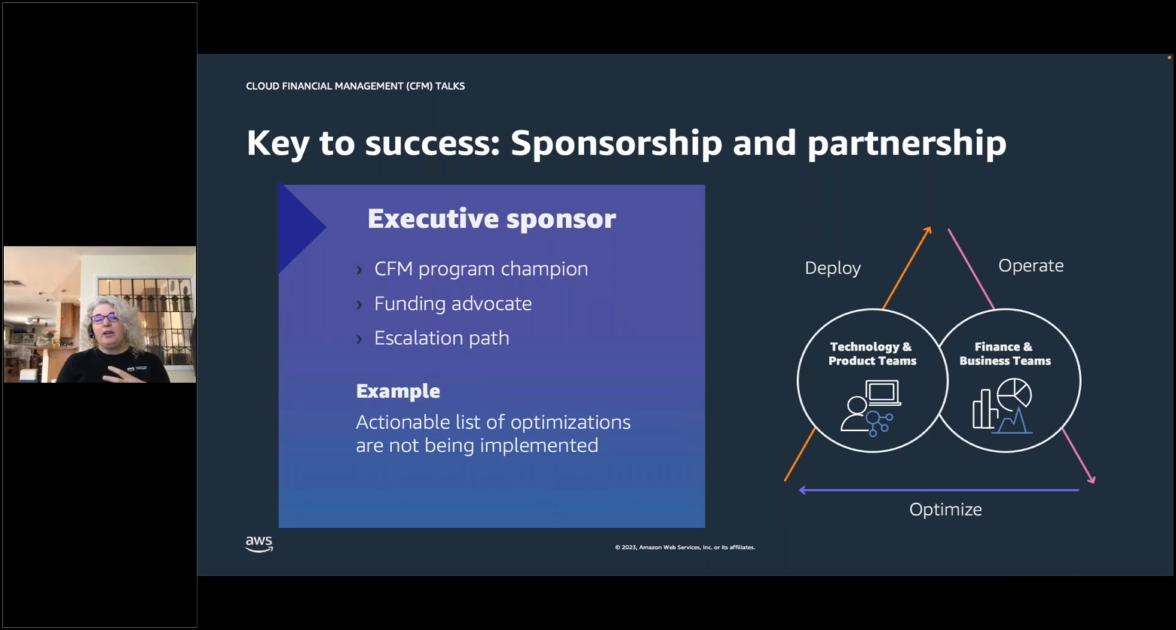Having a partnership between the technology and product teams and the finance or the business teams is really key to making that work, so that as you're planning for things, you have an idea of what that's really going to look like. And it is a team. We talk about it as being a team sport.